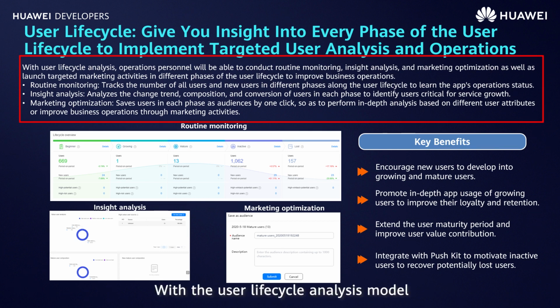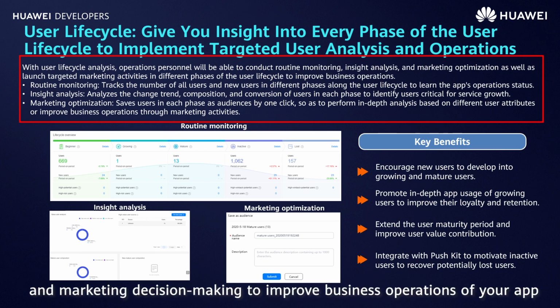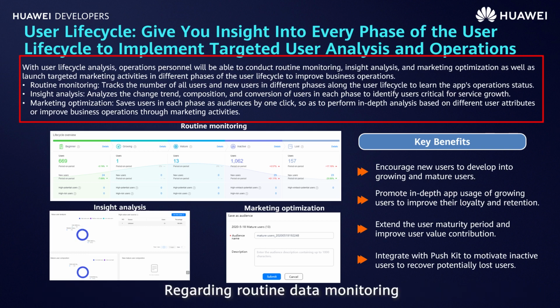With the user lifecycle analysis model, you can perform routine data monitoring, insight analysis, and marketing decision-making to improve business operations of your app. Regarding routine data monitoring, the model provides the value and the trend of indicators, such as new users and users in different phases, for you to understand the operation status of your app. Regarding insight analysis, the model provides the composition and the mutual conversion trend of users in different phases, so you can explore high-value users and accelerate the conversion from new users or growing users to mature users.